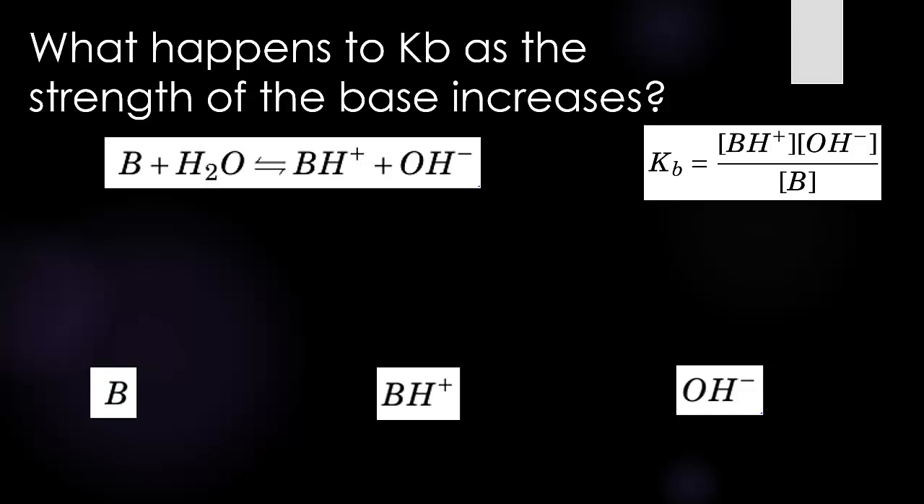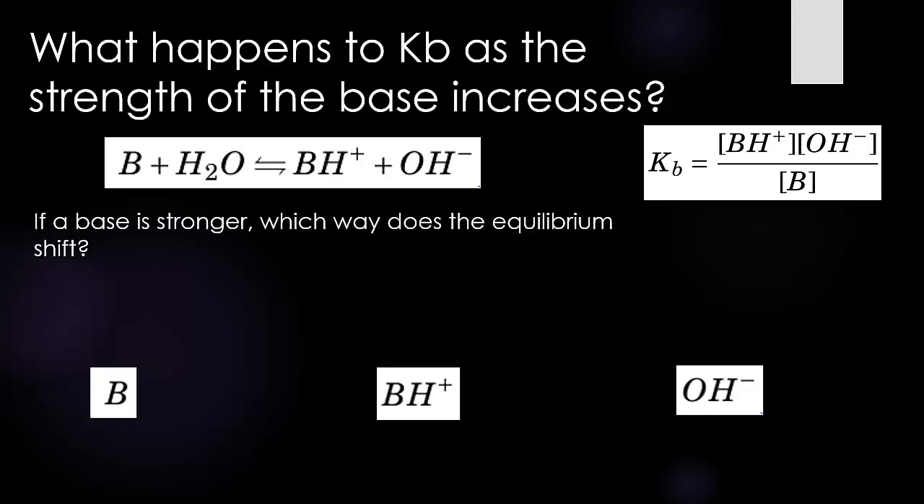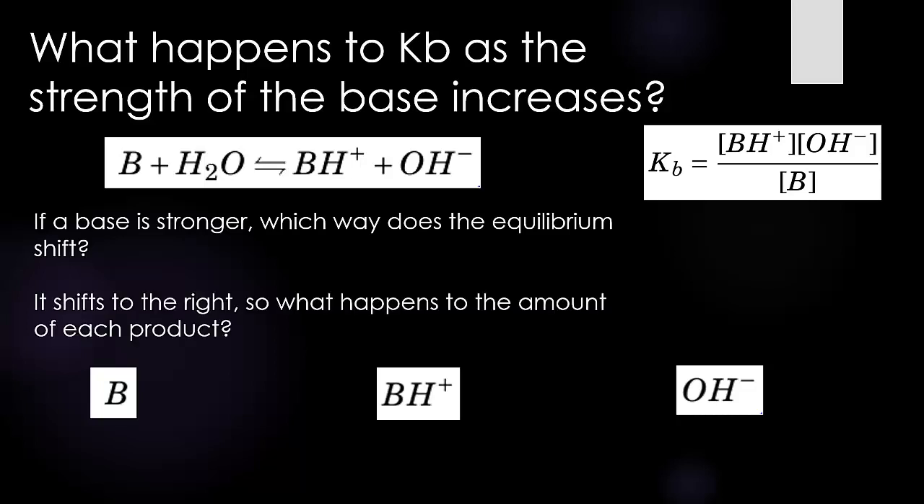If we have a stronger base, what does that mean about the equilibrium shift? Since a stronger base means that it shifts to the right to create more OH minus, let's look at how that affects each species in the reaction. For the original base, we'll have less since more of it has ionized. We'll have more of the protonated base and the OH minus, since both of the products are increasing.